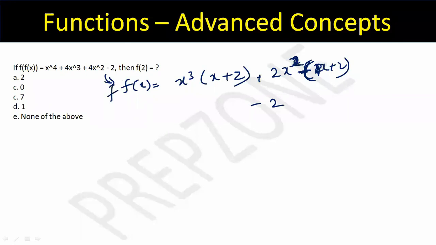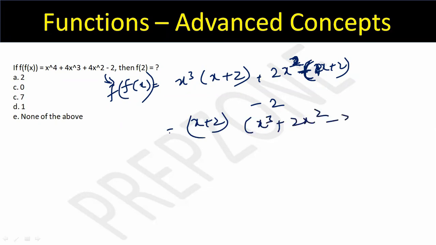Okay. This is f of x, right? Yeah, this is f of x. Yes, this becomes x plus 2 into x cube plus 2x square minus 2. No, it becomes x into x plus 2, the whole square. Because if you take out x plus 2 common from the first two, you get x cube plus 2x square into x plus 2. And from there, you can take out x square common. That becomes x square into x plus 2, whole square.